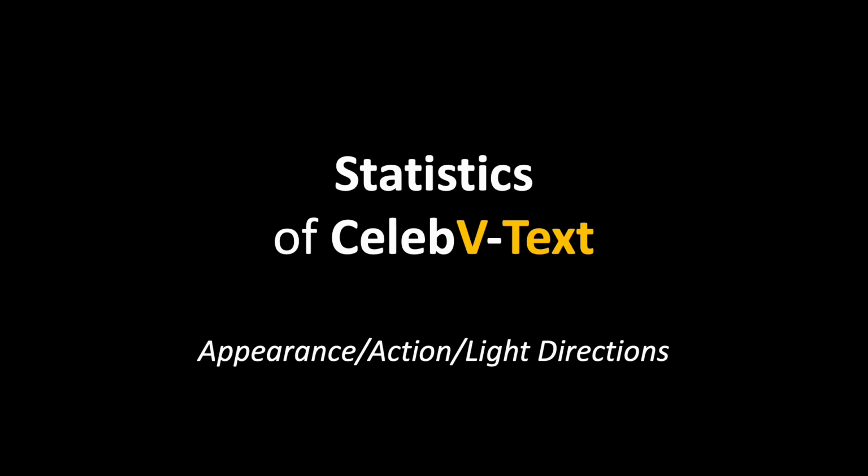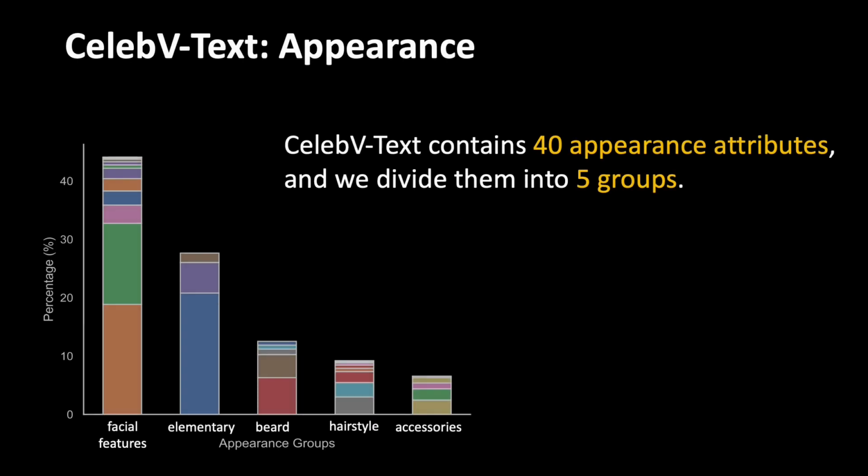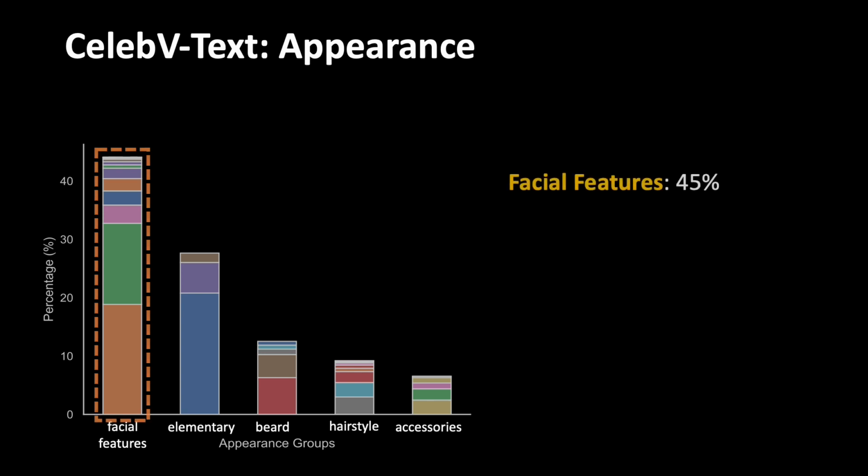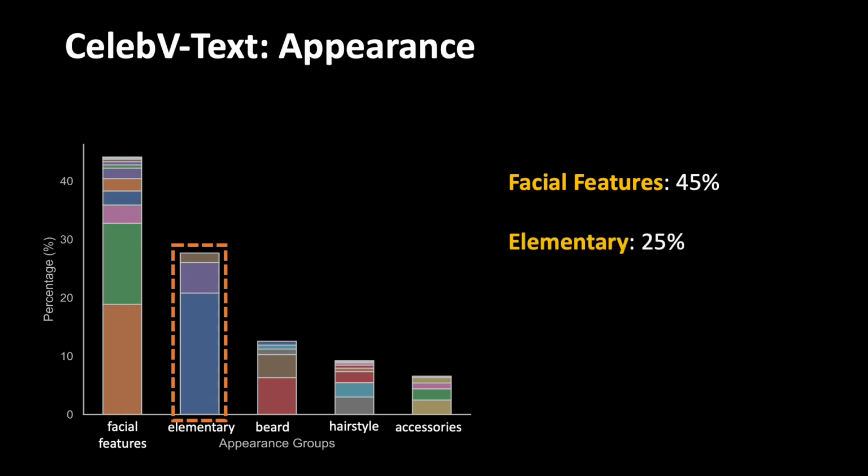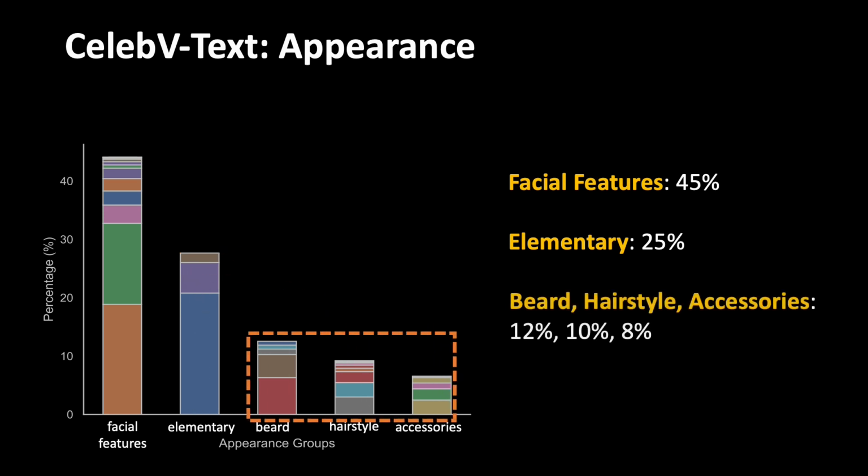We perform a comprehensive analysis of data statistics. CelebV-Text contains a total of 40 appearance attributes, and we divide all 40 attributes into 5 groups. Facial features, such as double chin, big nose, and oval face, account for around 45%, while the elementary group accounts for 25%. The rest groups account for 12%, 10%, and 8%, respectively.